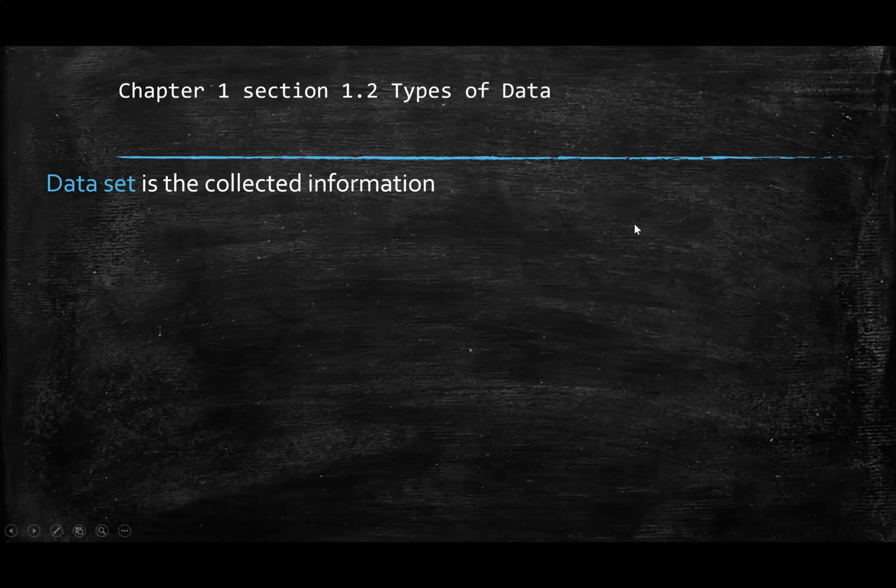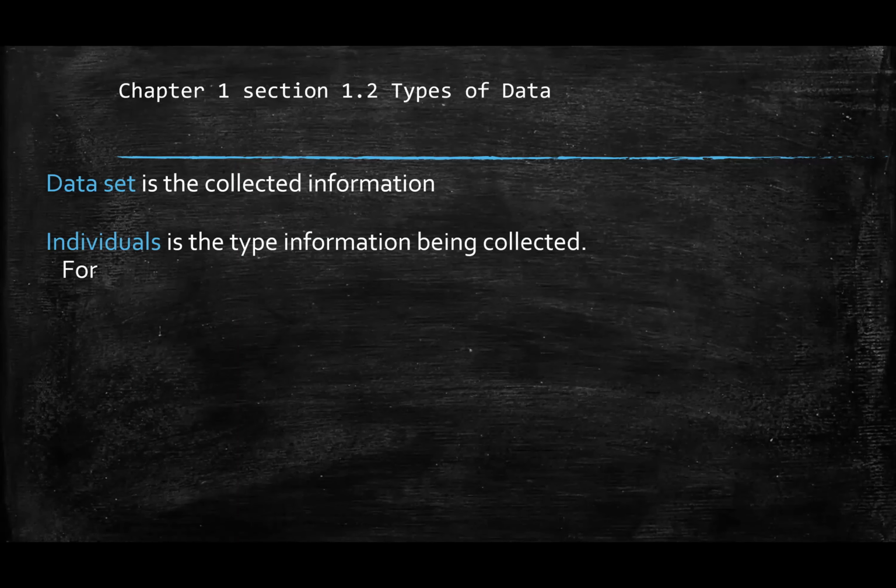we have a breakdown of a few things, which is the individual. The individual is the type of item that you want to collect information about. The individual here can be a student, or the type of plant, or the type of animal, or anything that you want to collect. So the individual is the item that you want to collect.